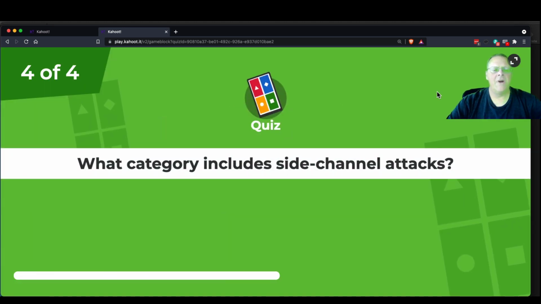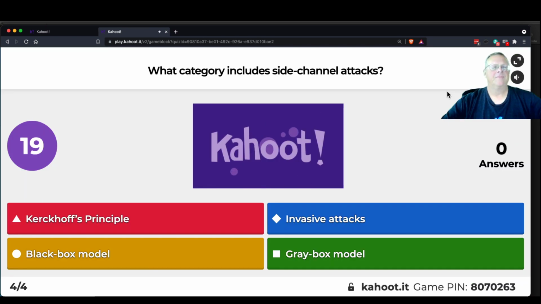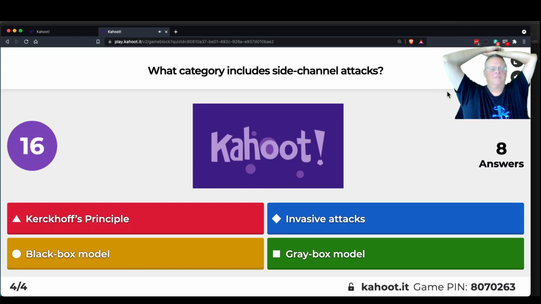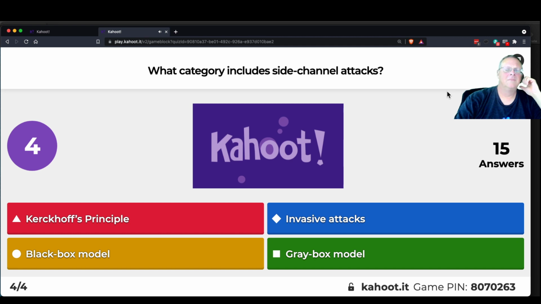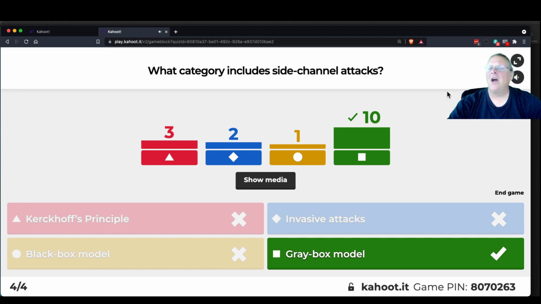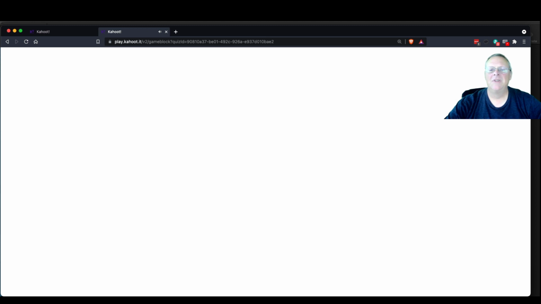All right, what about side channel attacks? Yeah, I think they call that a gray box model, where you have some visibility into the hardware. All right.